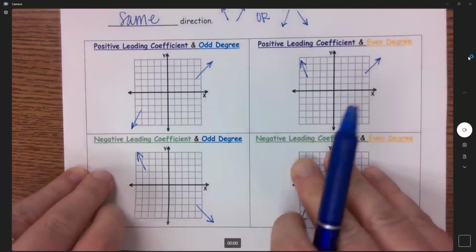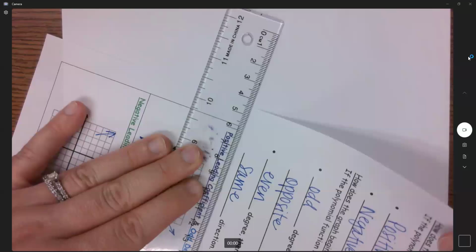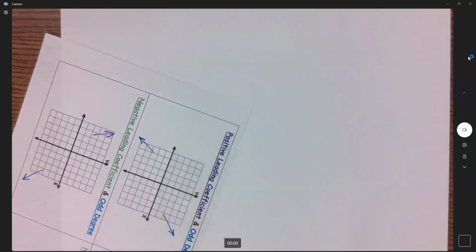So let's apply this. I'm actually going to rip this real quick. Sorry, that was probably loud. Okay. And once I get my life together, okay, here's our next page.